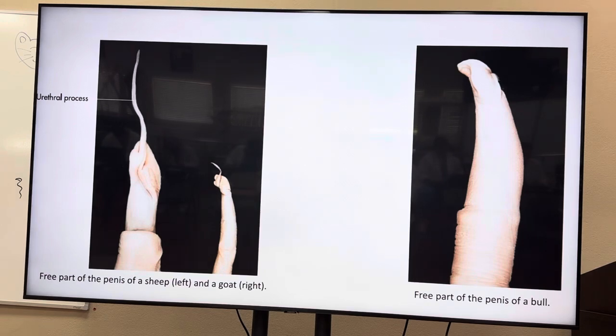Is dog the only species that has it? Yeah. Of all time? Yeah. That's weird.